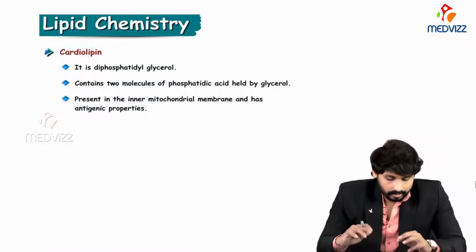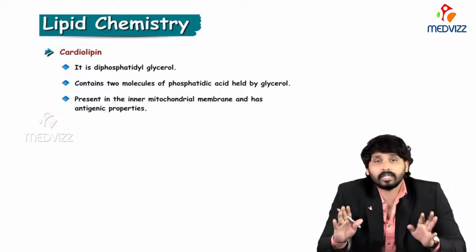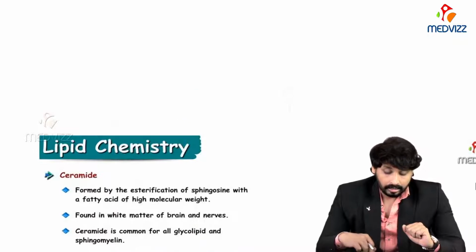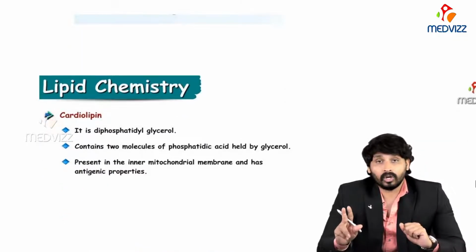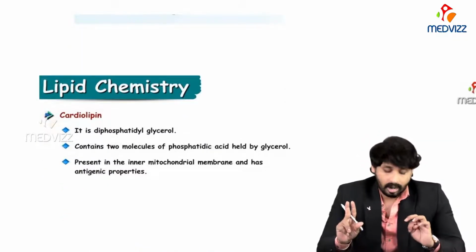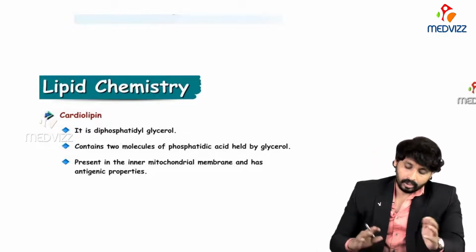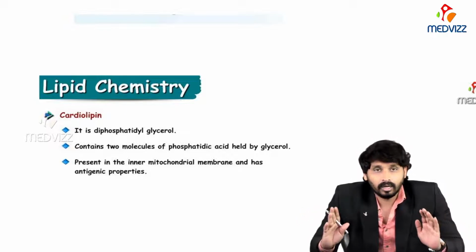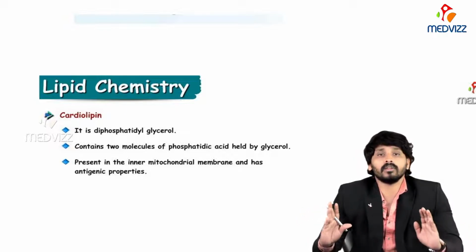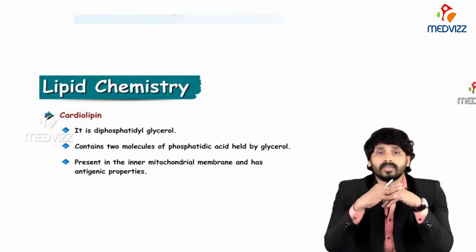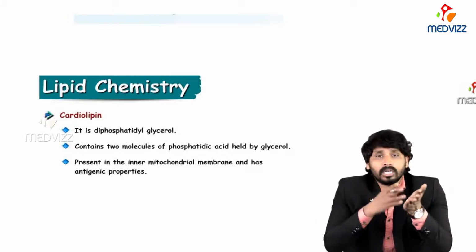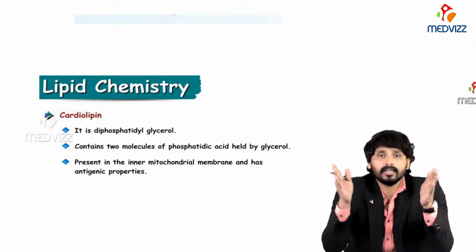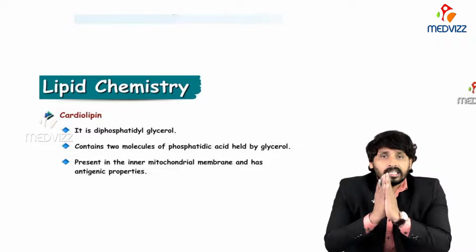Cardiolipin is simply a diphosphatidylglycerol. That means it is not a single glycerol molecule, but two glycerol molecules are attached. It contains two molecules of phosphatidic acid held by glycerol. Already two glycerols are there in each phosphatidic acid, and these two phosphatidic acids are attached by a single glycerol molecule.